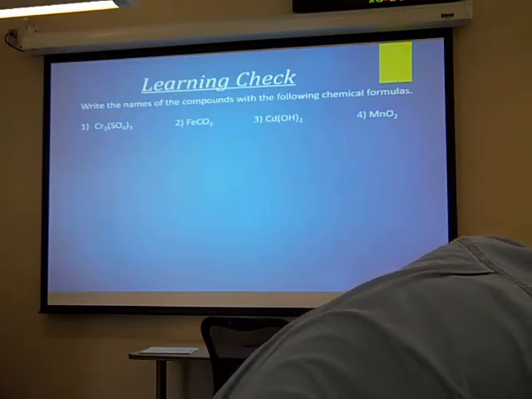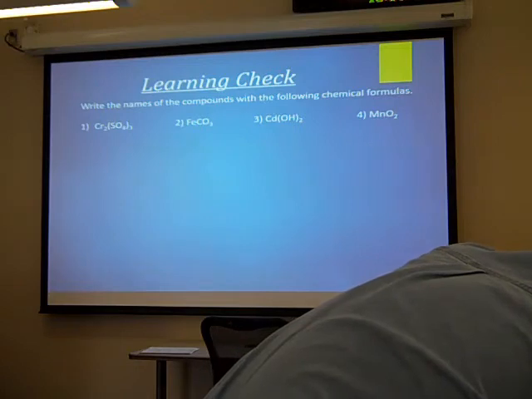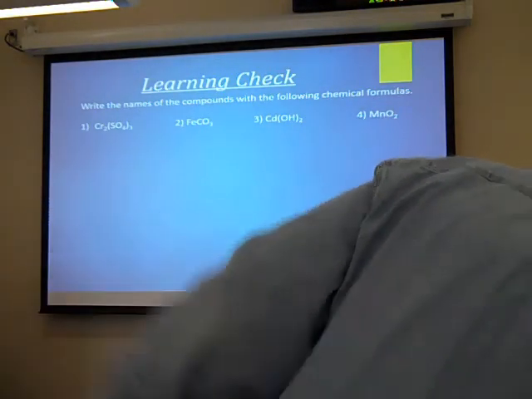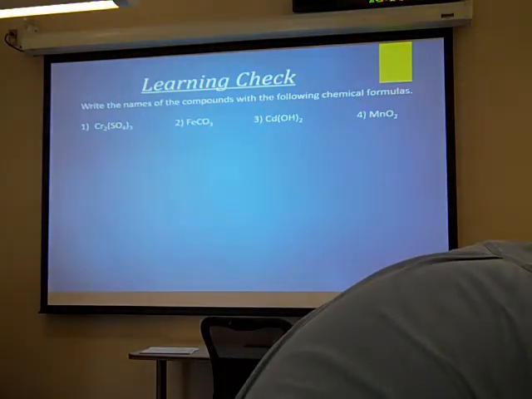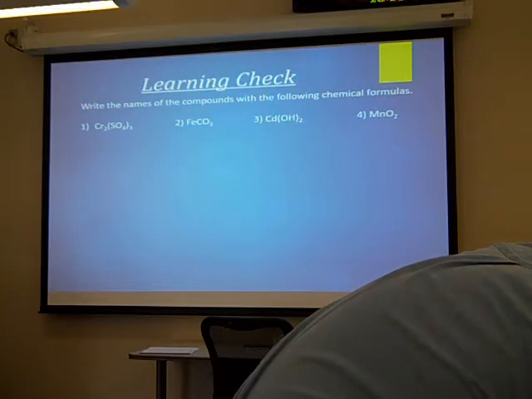Negative ion first. So there's 3 of them, right? Each one has a charge of what? Actually, sulfate's polyatomic with a negative 2 charge. So you have 3 times negative 2, which is negative 6, which means the chromiums have to be positive 6. So with 2 chromiums, each one must be how much? 3. So chromium 3 sulfate.